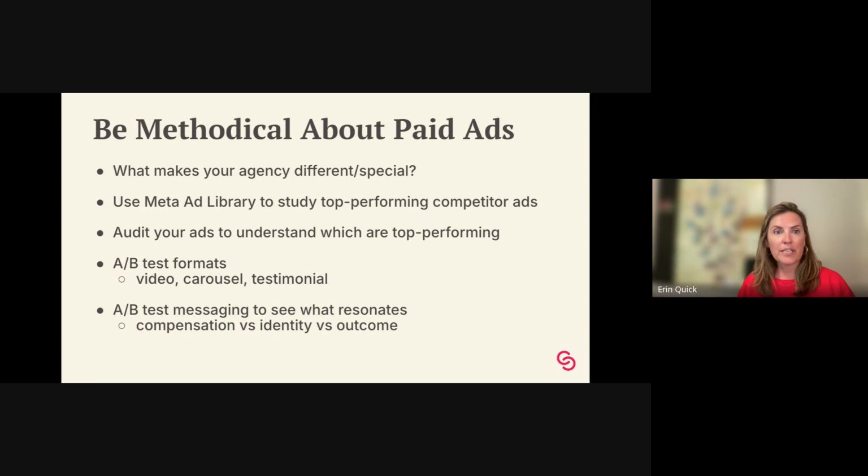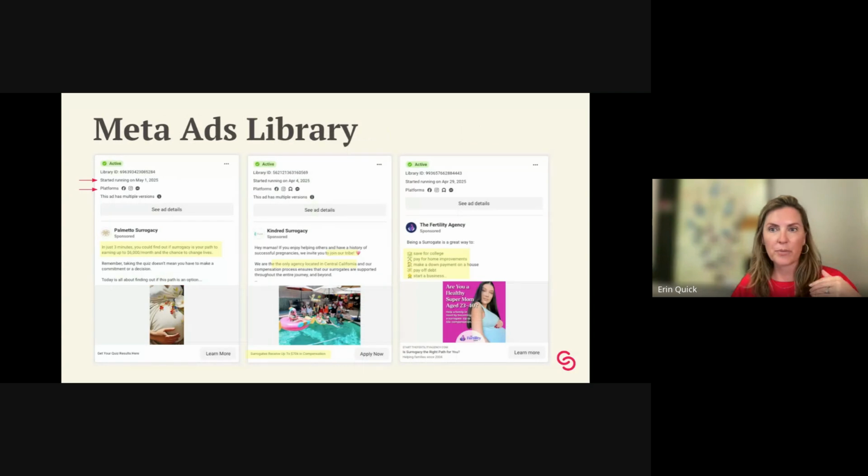The second one is using Meta Ad Library to study the top performing competitor ads. We'll talk about that in a second. Then auditing your own ads to understand which are top performing, and then using A/B testing, both in formats: is it video, is it carousel, is it testimonial? And then messaging to see what resonates: is it compensation, is it this idea of a helper identity or archetype, is it the outcome that it could possibly create for your family or for the surrogate's family? We're going to walk through each one of these step by step.